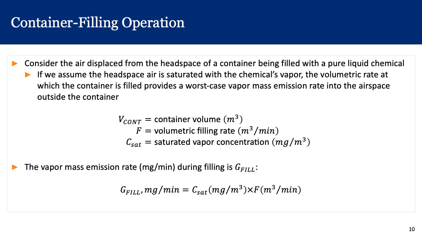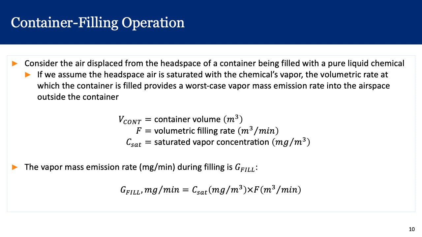So if we assume that the headspace air is saturated with the chemical's vapor, the volumetric rate at which the container is being filled provides a worst case vapor mass emission rate into the airspace outside the container. So let's assume that the volume of the container is V sub CONT in units of cubic meters.